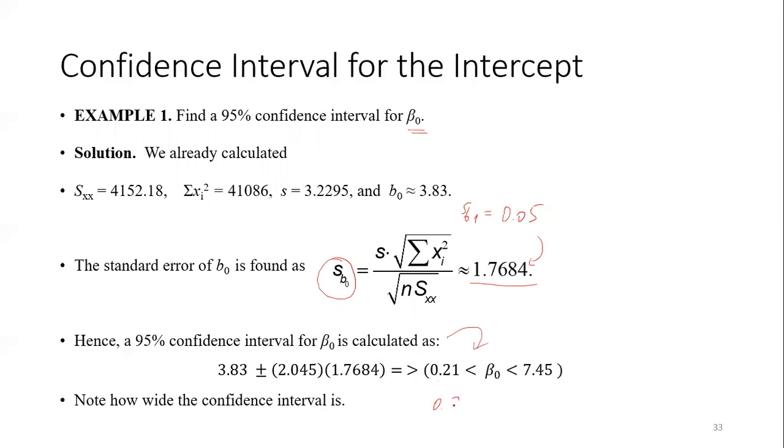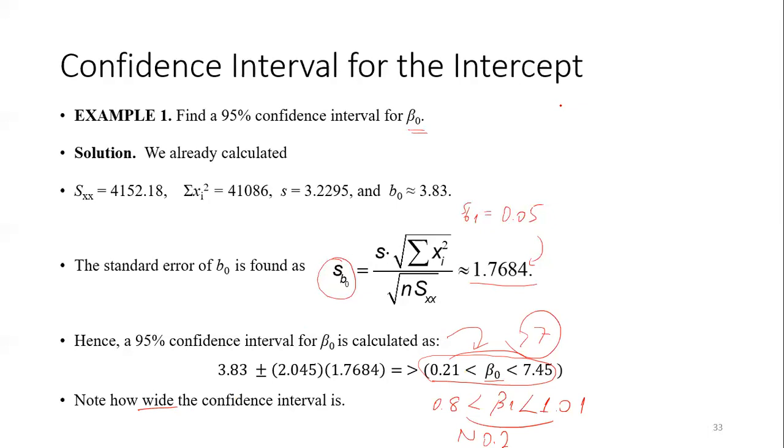The confidence interval for beta 1 was 0.8 and 1.01. So the range between the left part and the right part is almost 0.2, but it's greater than 7 for beta 0. So a 95% confidence interval for beta 0 is given by this equation. As I said, the confidence interval for beta 0 is practically very large. It's wide when you compare it to beta 1.